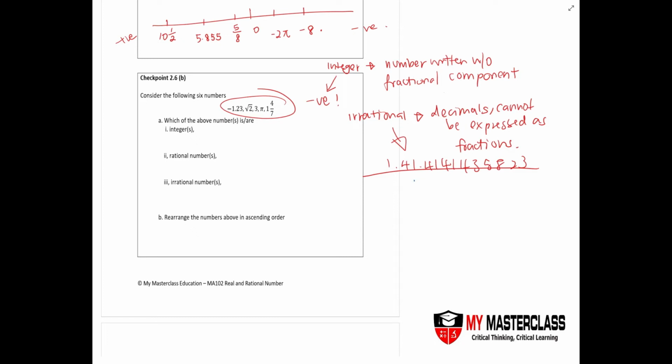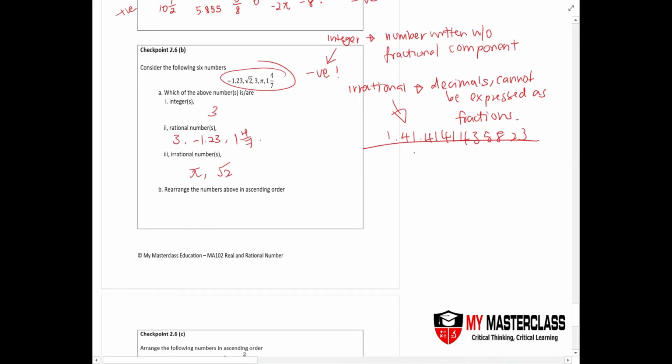Okay, they're asking you for an integer, so the correct answer will be 3. This is quite straightforward, right? Then how about a rational number? Now, rational number, I will go for 3. 3 is definitely a rational number. I'll go for negative 1.23. Why? Because I can actually change this into a fraction. And then 1, 4 over 7, because it's already in a fraction form. Yes, although it's a decimal, it can be expressed as a fraction, which means it's fine. Then you have your irrational number. Very commonly, irrational numbers are pi, because pi is never ending. And then you have your square root 2.